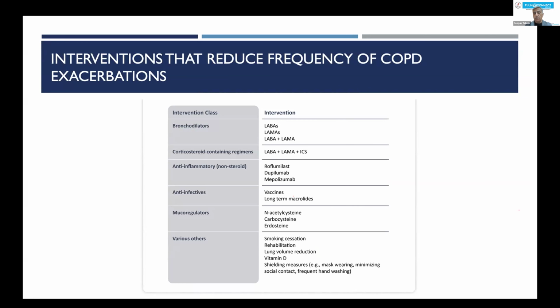Vaccines and long-term macrolides like azithromycin given 250 to 500 milligrams 3 times a week also reduce the infective exacerbations. Mucoregulators like N-acetylcysteine, carbocysteine, erdosteine are also now being reported to be one of the strategies to reduce the exacerbations. But very important are smoking cessation, rehabilitation, and other measures which are like shielding these patients, particularly not only from atmospheric pollution, but also from the infections.